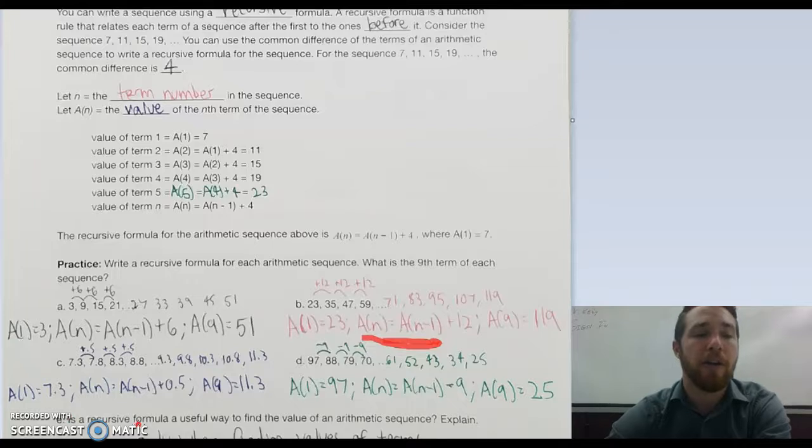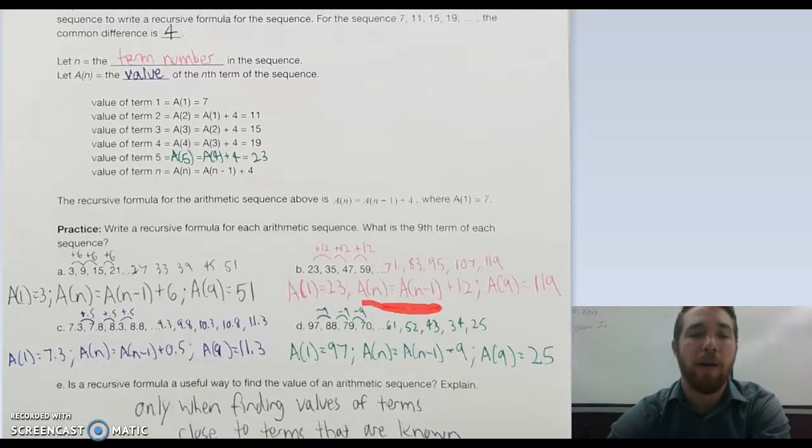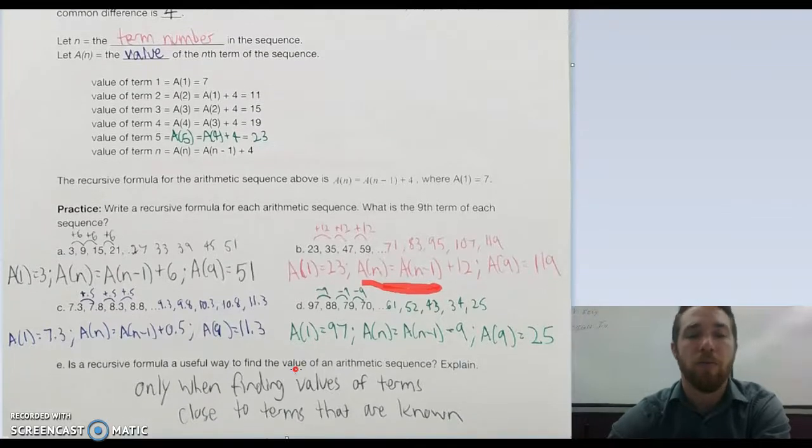So we're also asked, is the recursive formula a useful way to find the value of an arithmetic sequence? And I would say it kind of depends. In my example, it's only really useful for finding values of terms that are close to ones that you already know. So if I'm looking for the 9th term, that's close enough to the ones that are already listed. But say, for example, if it asked you for the 100th term or 1000th term of the sequence, that'd be kind of hard because you'd have to keep going in that pattern 100 or 1000 times.